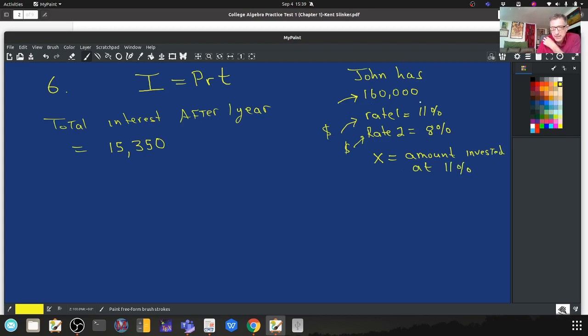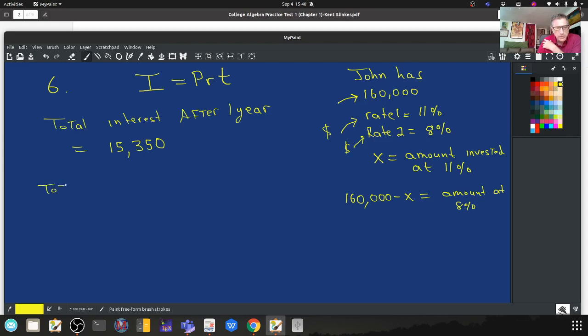So if he has $160,000 and he invests X amount at 11%, how much does he have left? Well, we don't know what X is, but whatever X is, if he subtracts that number from 160,000, that's how much he has left, and that's going to be the amount at 8%. So let's write a guiding equation.